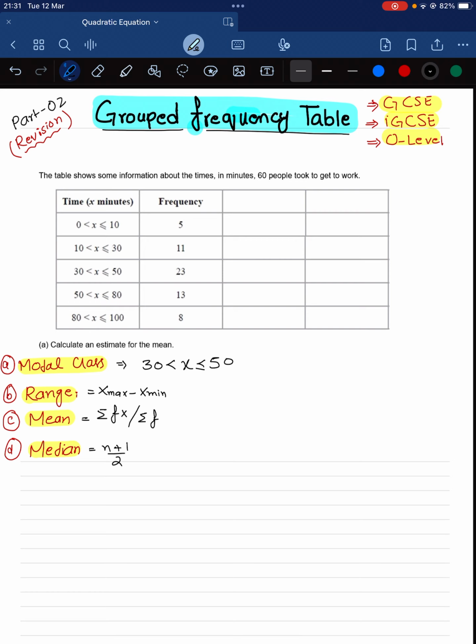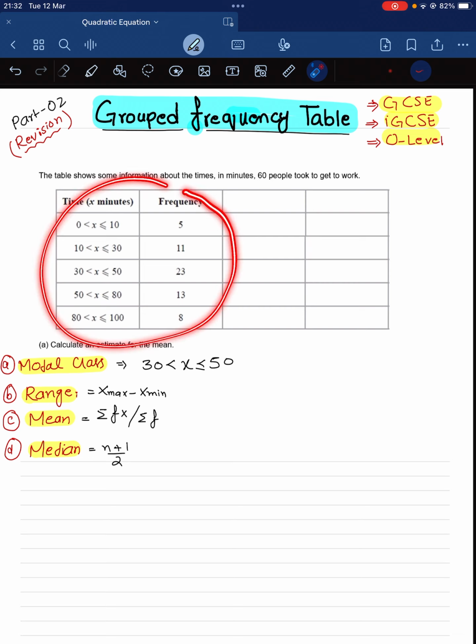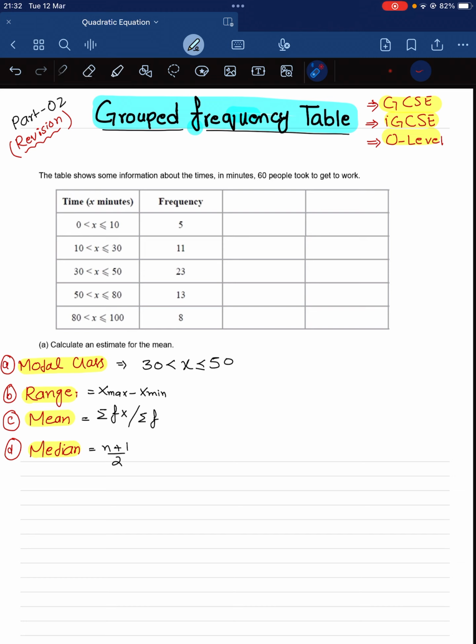Now the second thing is we need to find the range. The range is x maximum minus x minimum. The biggest confusion in this question is that we don't have the x in this table. So first of all we will find the x. How do we find the x? x is basically the middle value, so you can say it's a plus b over 2.